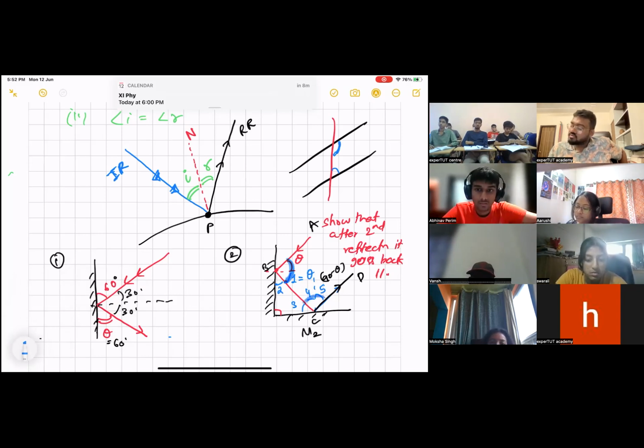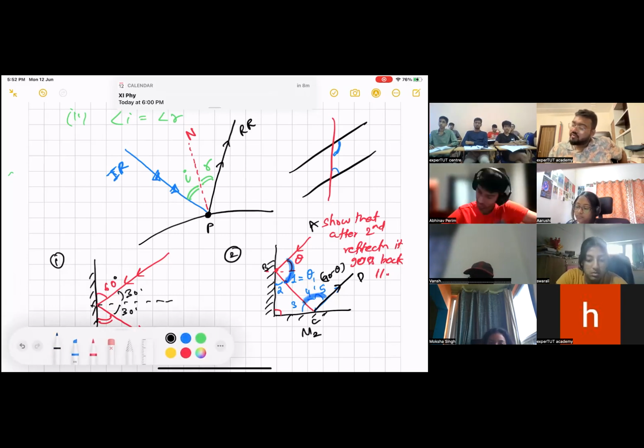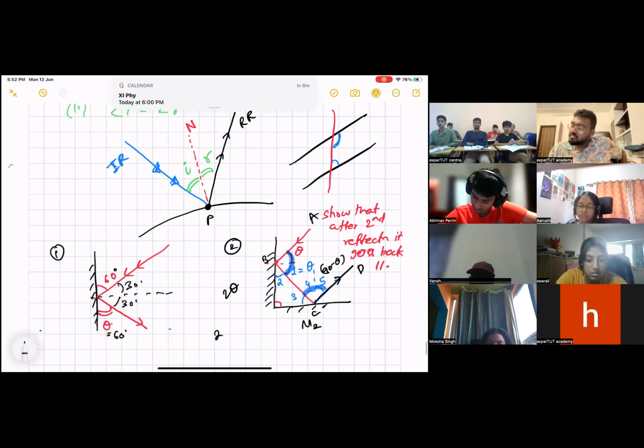And what is the sum of this? 2 times 90 minus theta, right? So the sum of the upper ones is 2 theta, the sum of the lower ones is 2 times 90 minus theta. So what is their sum? Therefore their sum is 180. So AB and CD are always parallel, irrespective of whatever theta is. Fine. Okay, write this.